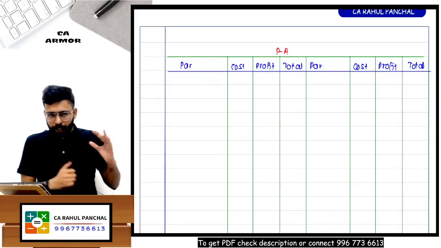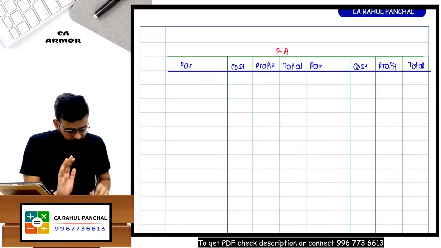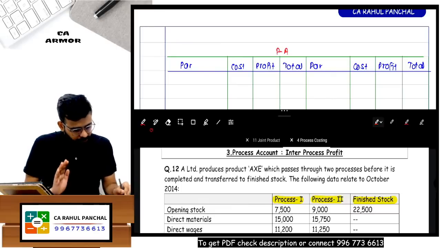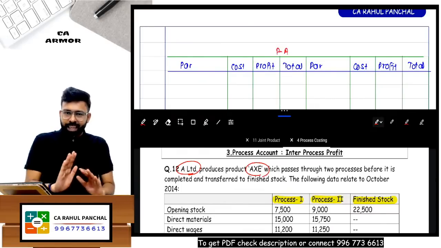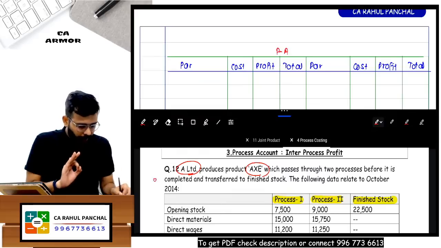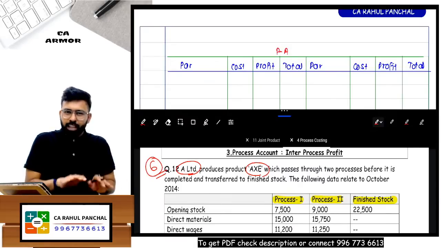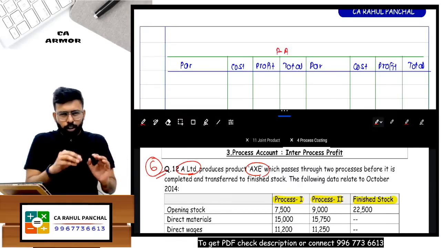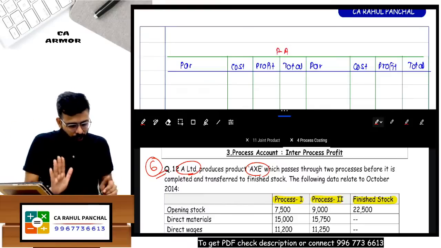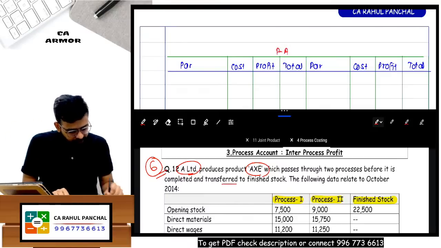I want you to practice also with me. Okay, so please do this. Now if I read this question, it is said that there is A Limited who is producing product AXE. Sir, question number 12, which is illustration number 6 in the study material. I will recommend downloading these PDFs and referring to those. It will save time instead of searching for the question in the study material. It has 2 processes and then it becomes finished goods.